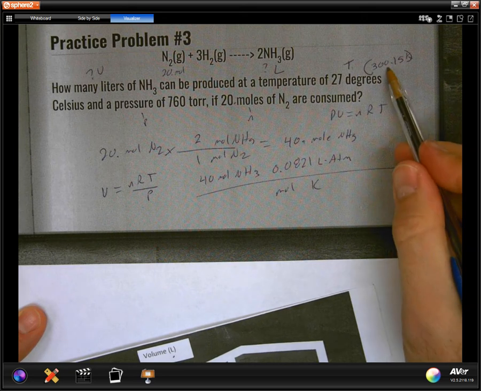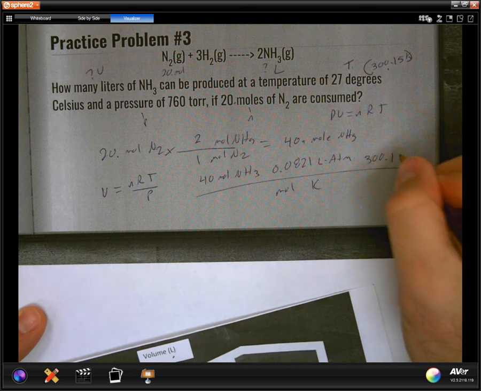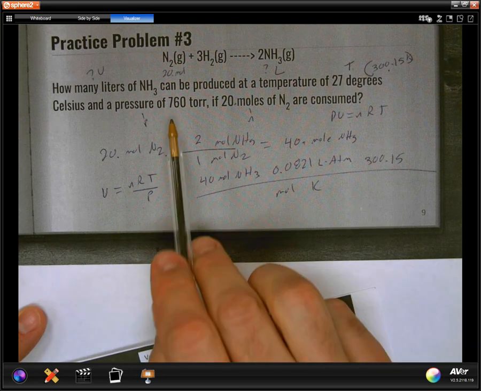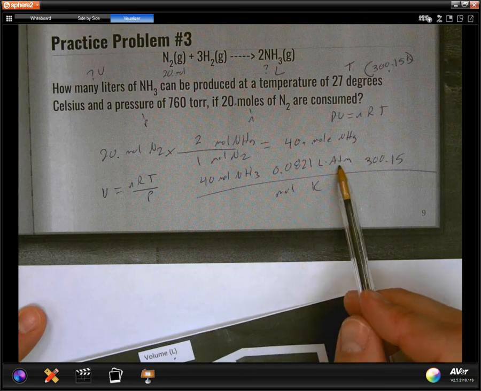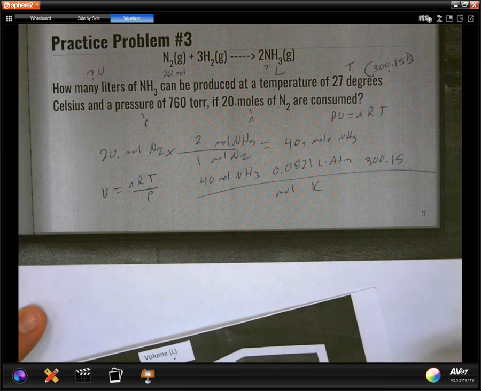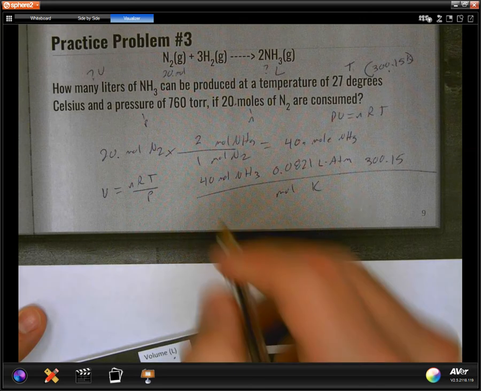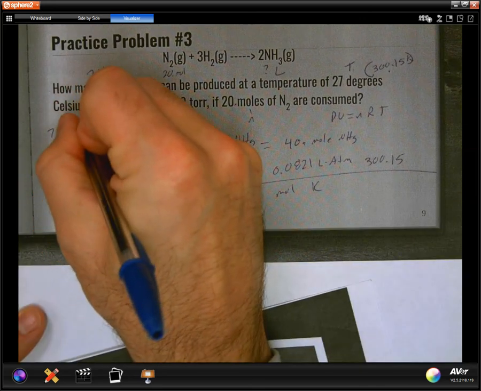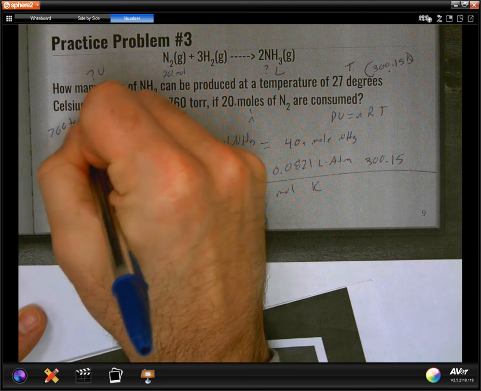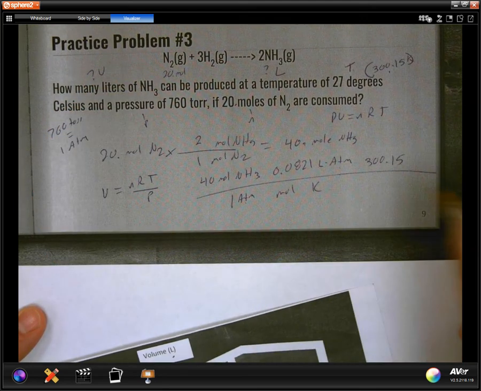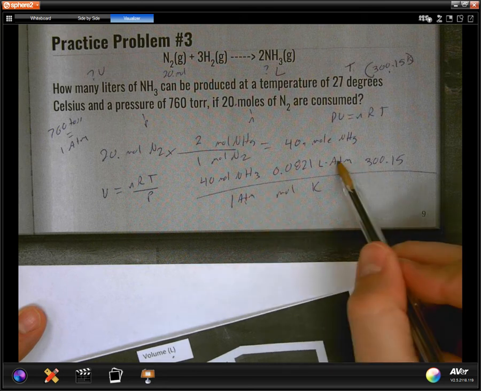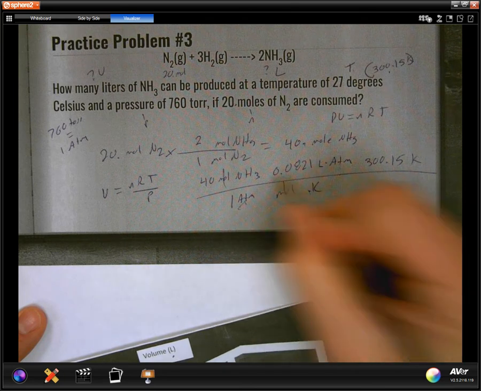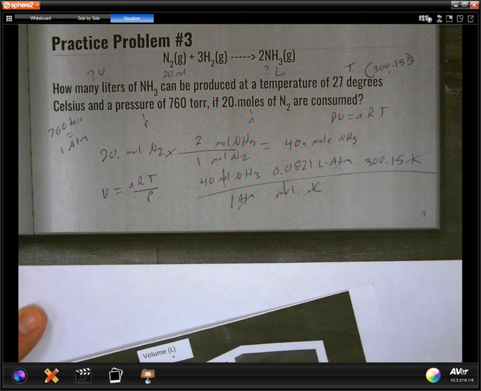I have my temperature, which was already converted to Kelvin. Then I have my pressure, which I could write as 760, but looking ahead, I cannot have it in torr. I have to put that into atm. If you remember, 760 torr equals 1 atm, so I throw that in there. That is why I love putting your units in, so you can make sure everything cancels out. Moles cancel out, atm cancels out, Kelvin cancels out, and I'll be left in liters.